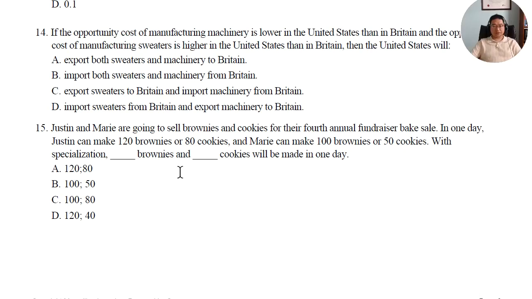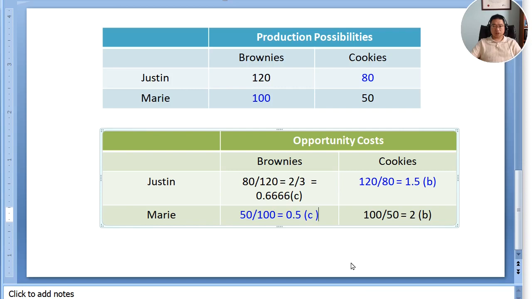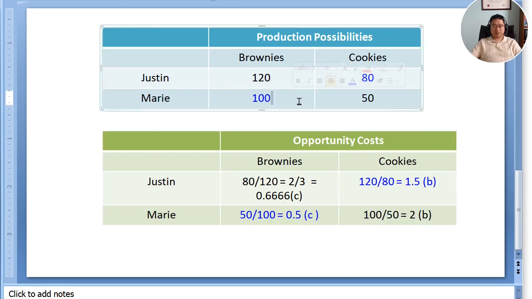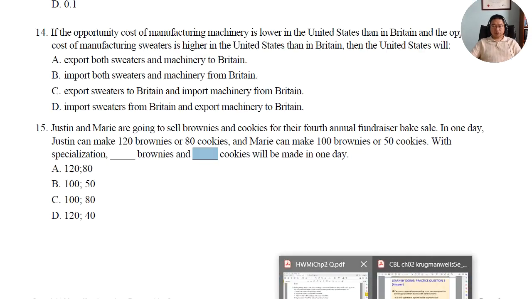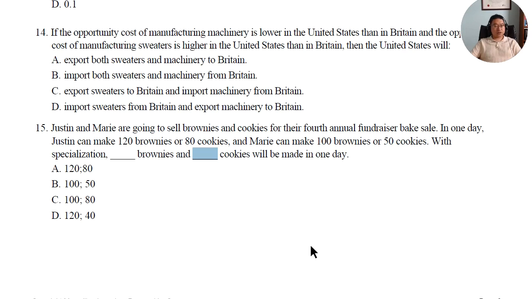That's how we solve this one, and it's a combination of the numbers. How many brownies are eventually produced when the two persons each specialize in their own comparative advantage, and how many cookies are going to be produced, according to our calculation? Here brownies, here cookies. Okay, that is questions 11 to 15 for this second homework.